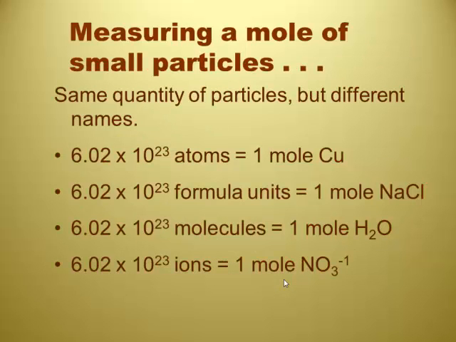Measuring a mole of small particles. Same quantity of particles, different names, which we've just gone over 3 times now. 6.02 times 10 to the 23rd. Atoms would be a mole of copper, which is an element. A mole of sodium chloride would be an ionic compound, so we've got a metal and a non-metal, so formula units. 2 nonmetals, so molecules. And the charge, so ions. So 1 mole of any substance is equal to 6.02 times 10 to the 23rd pieces of that substance. Atoms, formula units, molecules, ions, these are pieces.